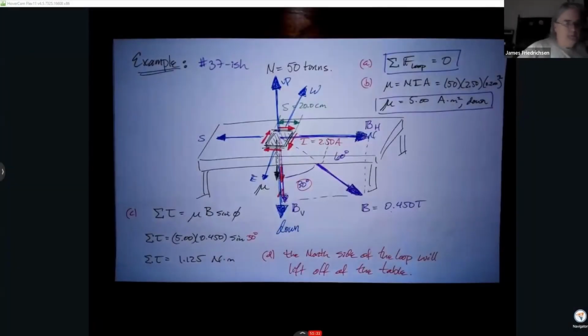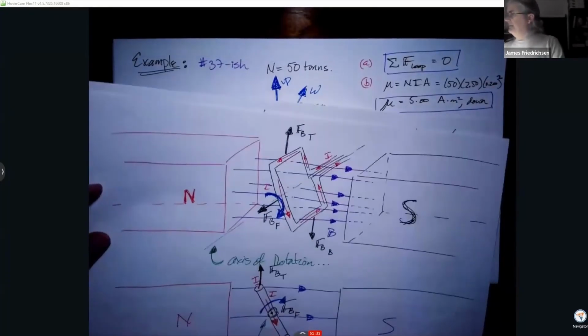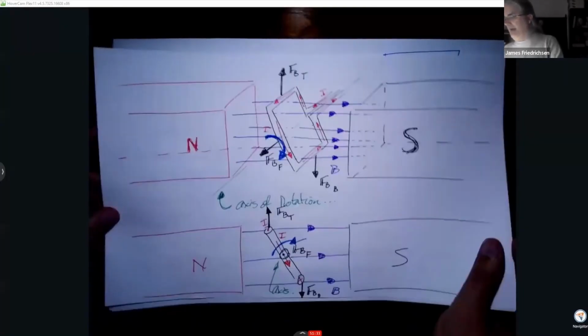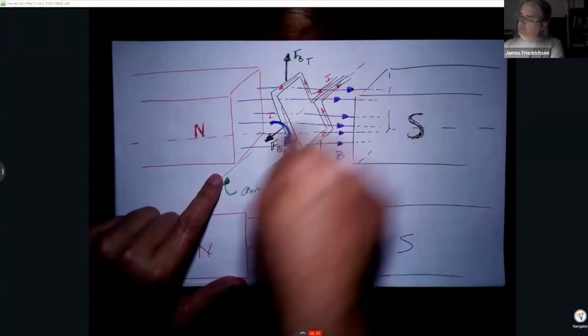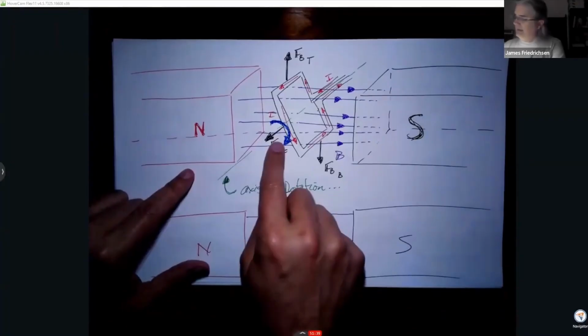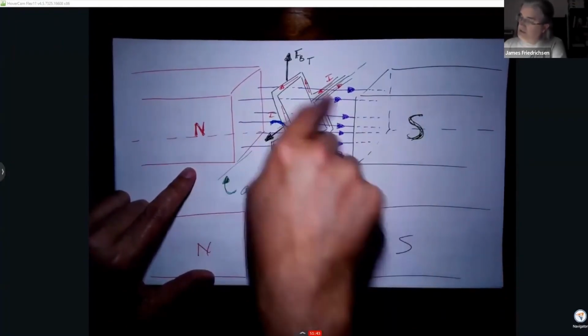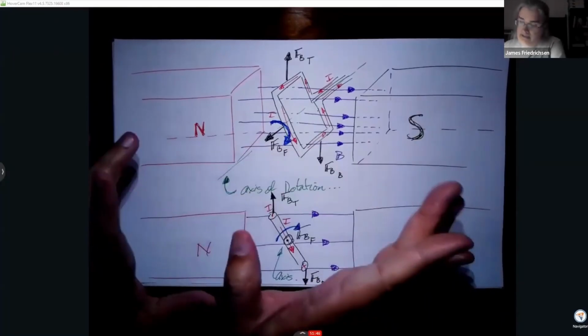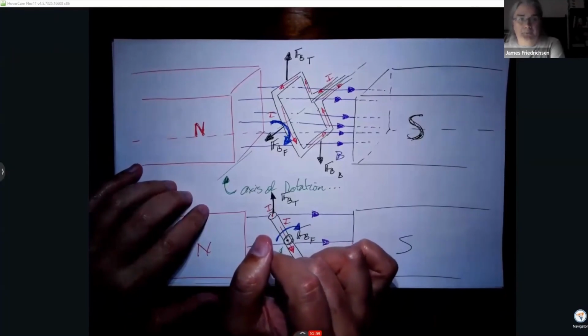This topic is really useful because, if we set this up so you have a loop that can rotate in a magnetic field, it sits there, and you bump it, and it starts and just turns and turns and turns. And so what you're making here is a motor, an electric motor.